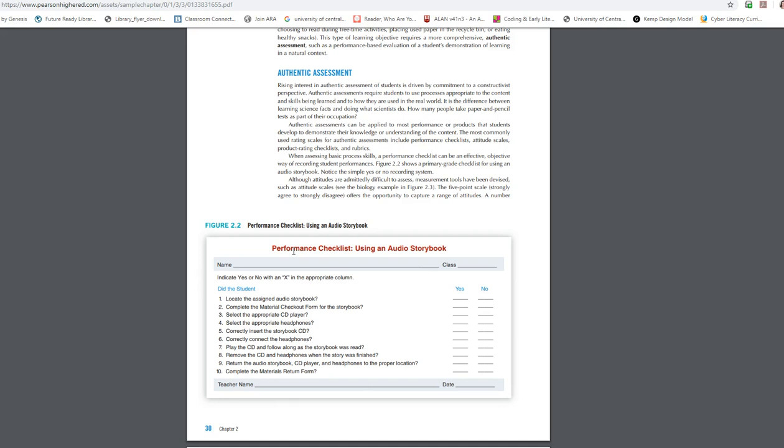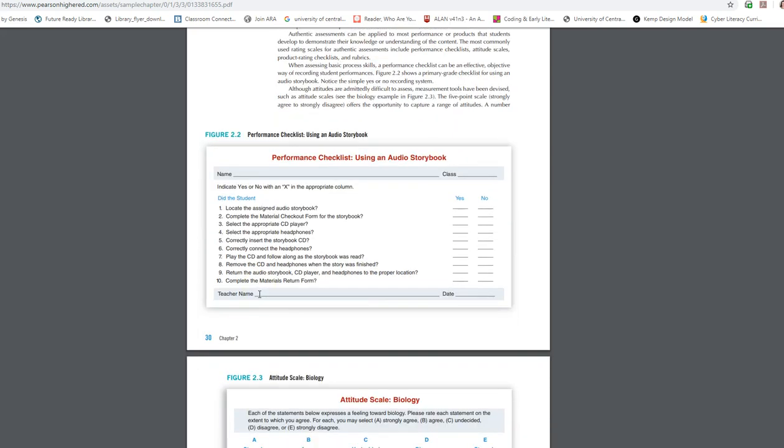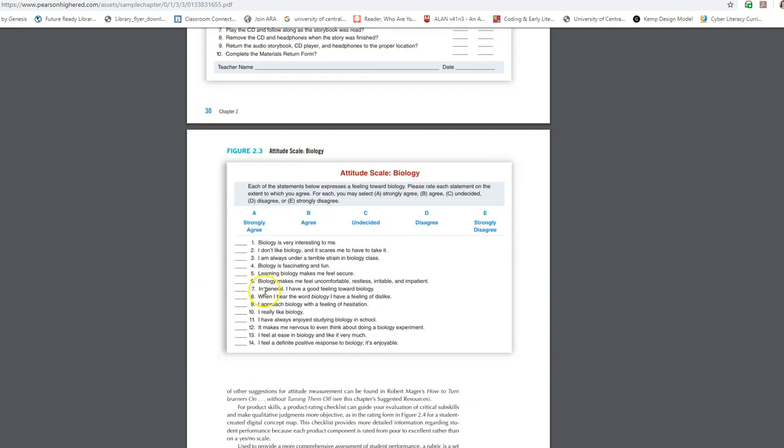So when you use checklists or rubrics, you can really show your students, and they can even assess themselves and know whether or not they have met those learning benchmarks that maybe you have set for all of your students to meet.